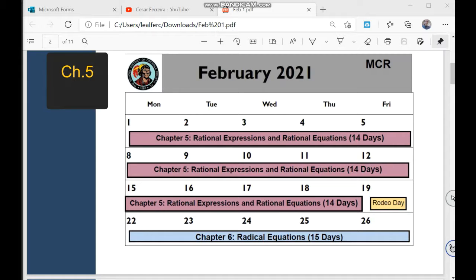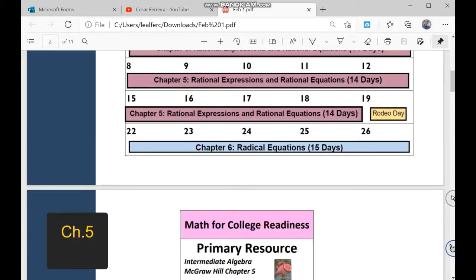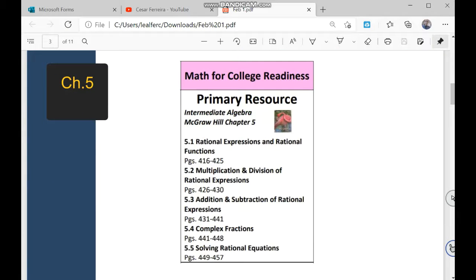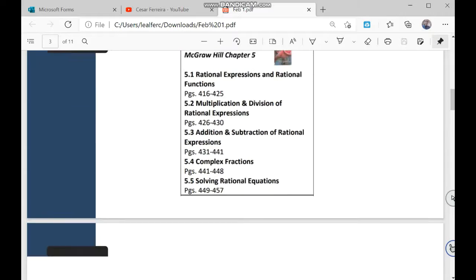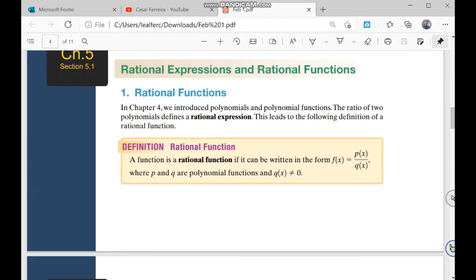So this is a new month with a new chapter, and those are the topics that we're going to cover in this new chapter: 5.1, 5.2 multiplication and division, 5.3 addition and subtraction, 5.4 complex fractions, and 5.5 solving rational equations. All this about rational expressions and rational functions. Today we are starting. Let's understand what is a rational expression and what is a rational function.